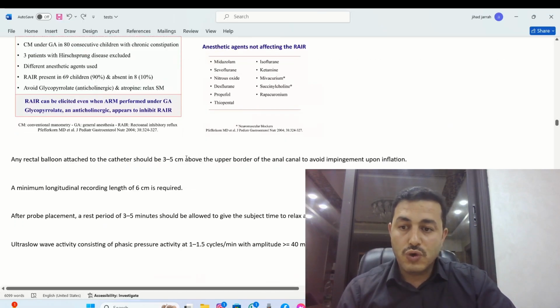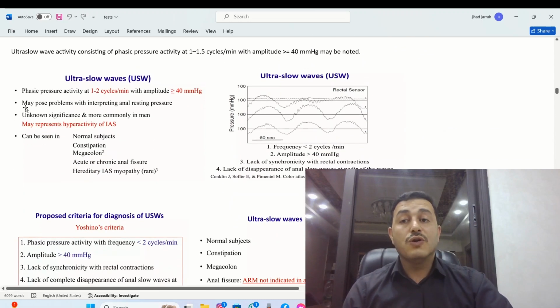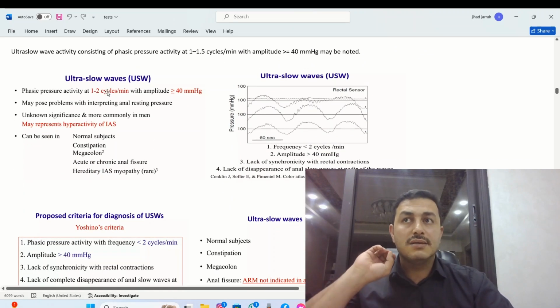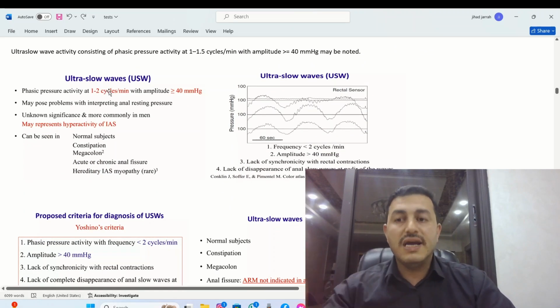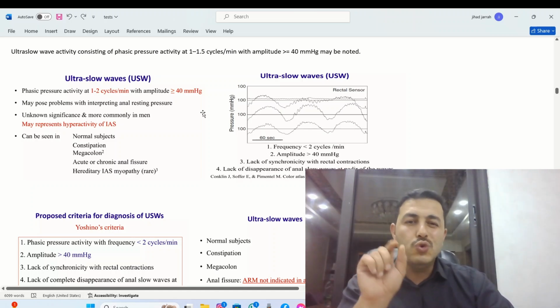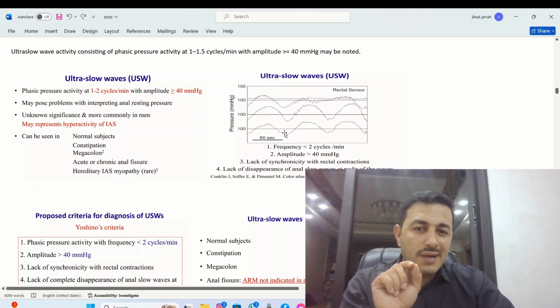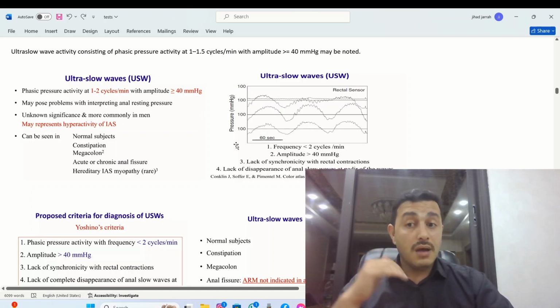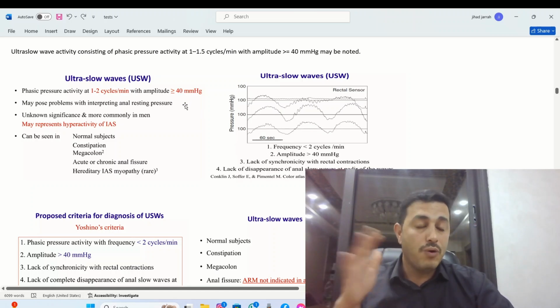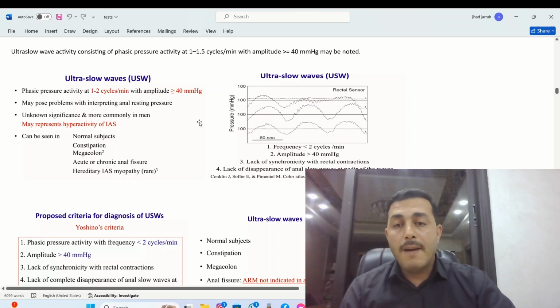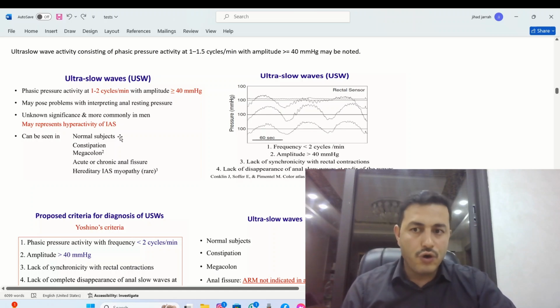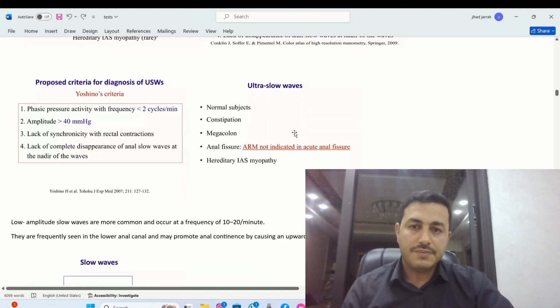I think I have to show you a picture. This is the ultra slow wave we talked about. We detect them directly after insertion. We said they are of unknown significance, more common in male, 1 to 2 in 1 second. High amplitude, by the way, more than 40 mmHg in normal patients and other pathology, but they are not sensitive.